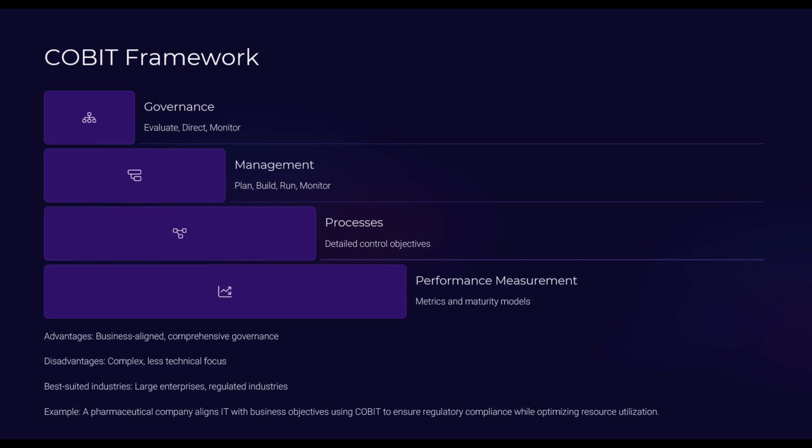COBIT's main strengths include its alignment to business needs, its broad governance of IT, and its alignment to frameworks such as ITIL and ISO. Its weaknesses include complexity, less specific technical security guidance than specialized frameworks, and intensive resource utilization in implementation. COBIT is ideal for large business enterprises with intricate IT environments, enterprises in regulated industries with high governance requirements, and organizations undergoing digital transformation that require converged security and IT governance.